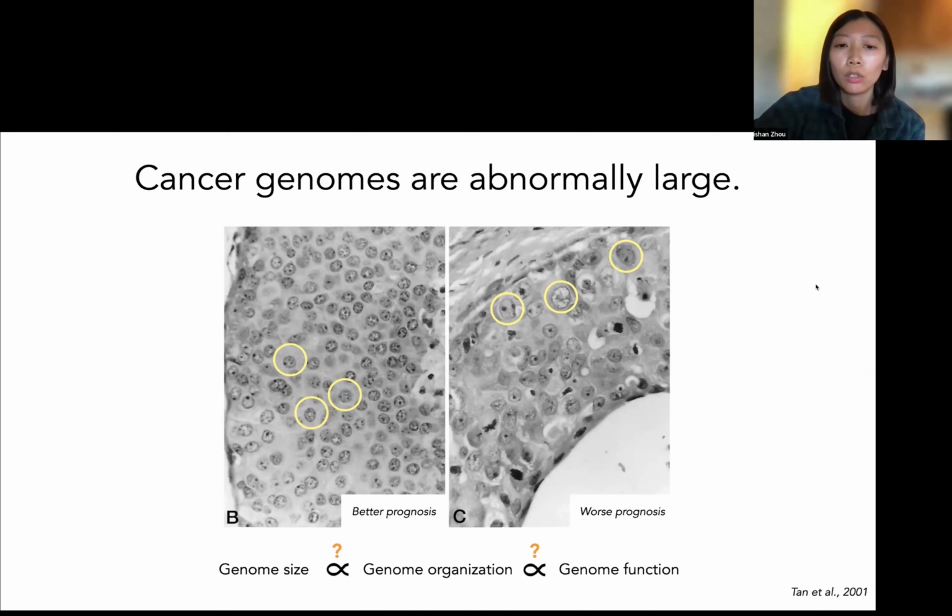So here I'm showing you tissue samples from patients with breast cancer. And I hope you can appreciate that on this right-hand sample, where these tissues have bigger nuclei, that actually correlates with a worse prognosis, right? And so we really would like to know from also this disease perspective, how is it that genome size scales with genome organization and genome function?